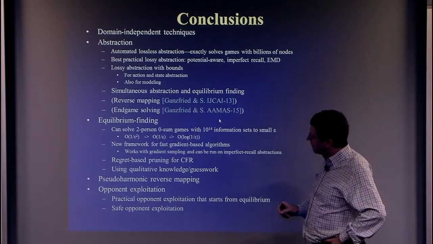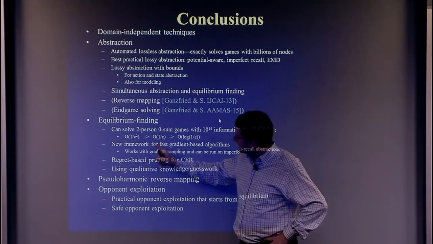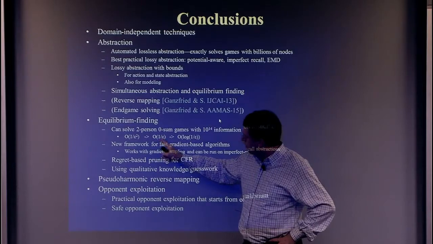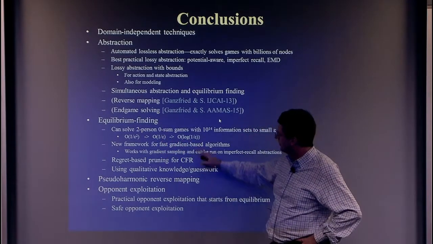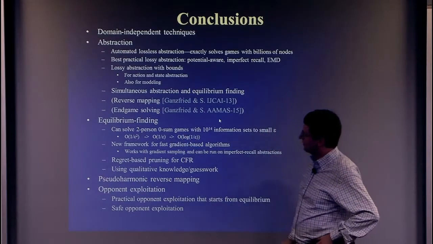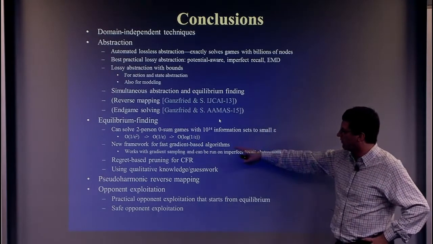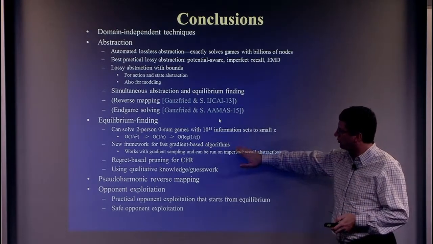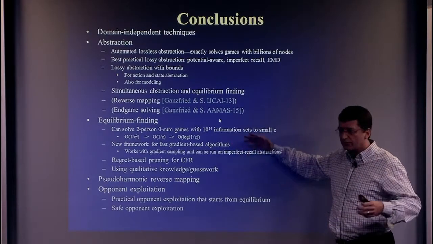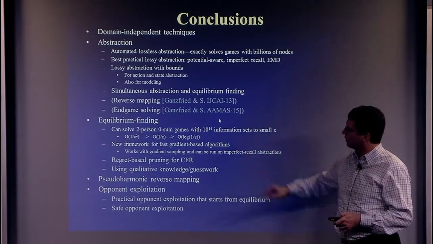We talked about the gradient-based approaches, taking CFR to 1 over epsilon with a gradient-based method and then to log 1 over epsilon with the condition number in front, and a new framework for gradient-based algorithms that allows us to do tree sampling and all sorts of other good things that are already part of CFR, so we can actually now maybe get the best of both worlds.